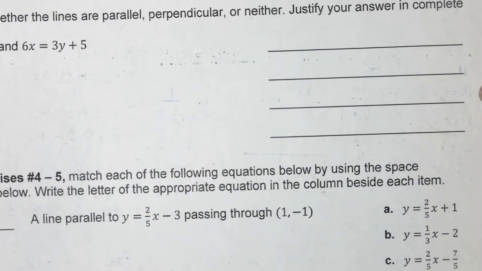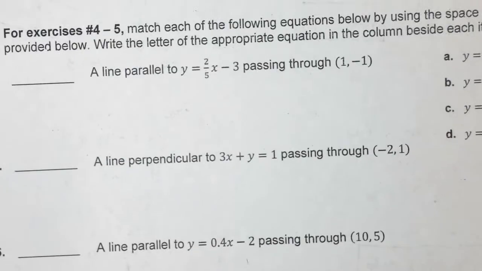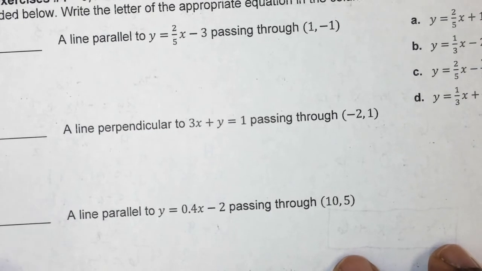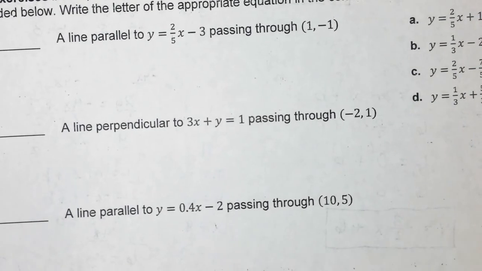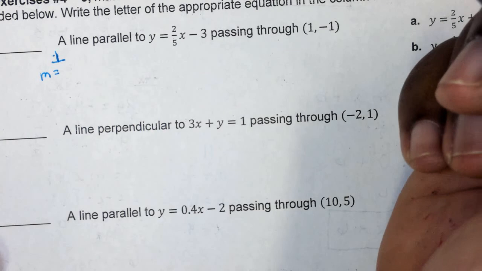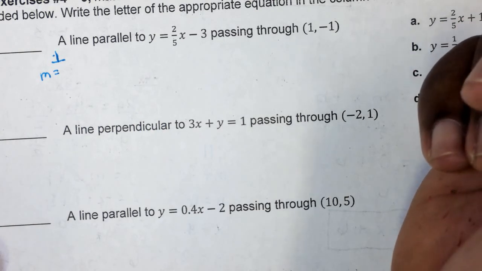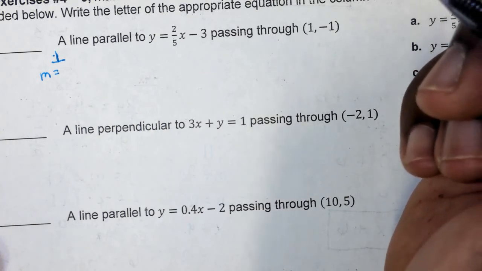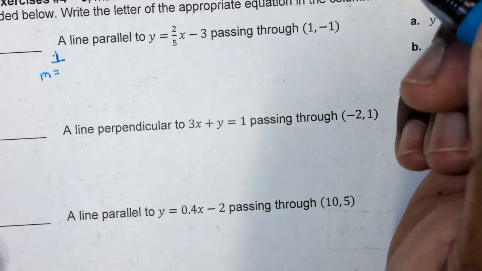Number 4, specifically. Number 4, a line parallel to y equals 2/5x minus 3 passing through (1, -1). So on this one, they're telling me they want a line parallel to this line. It's already in slope-intercept form, so my slope that I should use is what? I guess I should ask somebody. Celicia, what's my slope that I should?